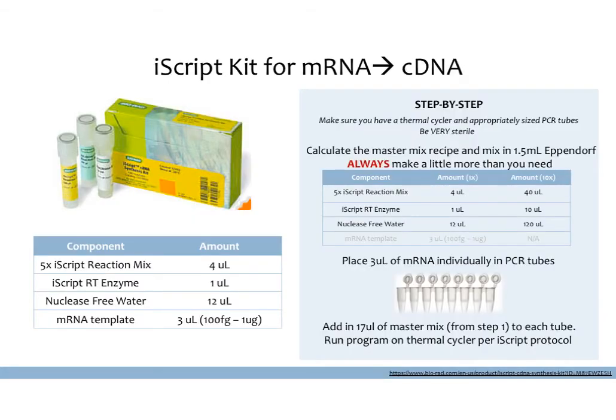So now that we have our mRNA, the next step, like we talked about, is to create cDNA. And so this is where we use our reverse transcriptase enzyme. And we already talked about all the components of the reaction. So here we're just going to talk about kits and recipes.